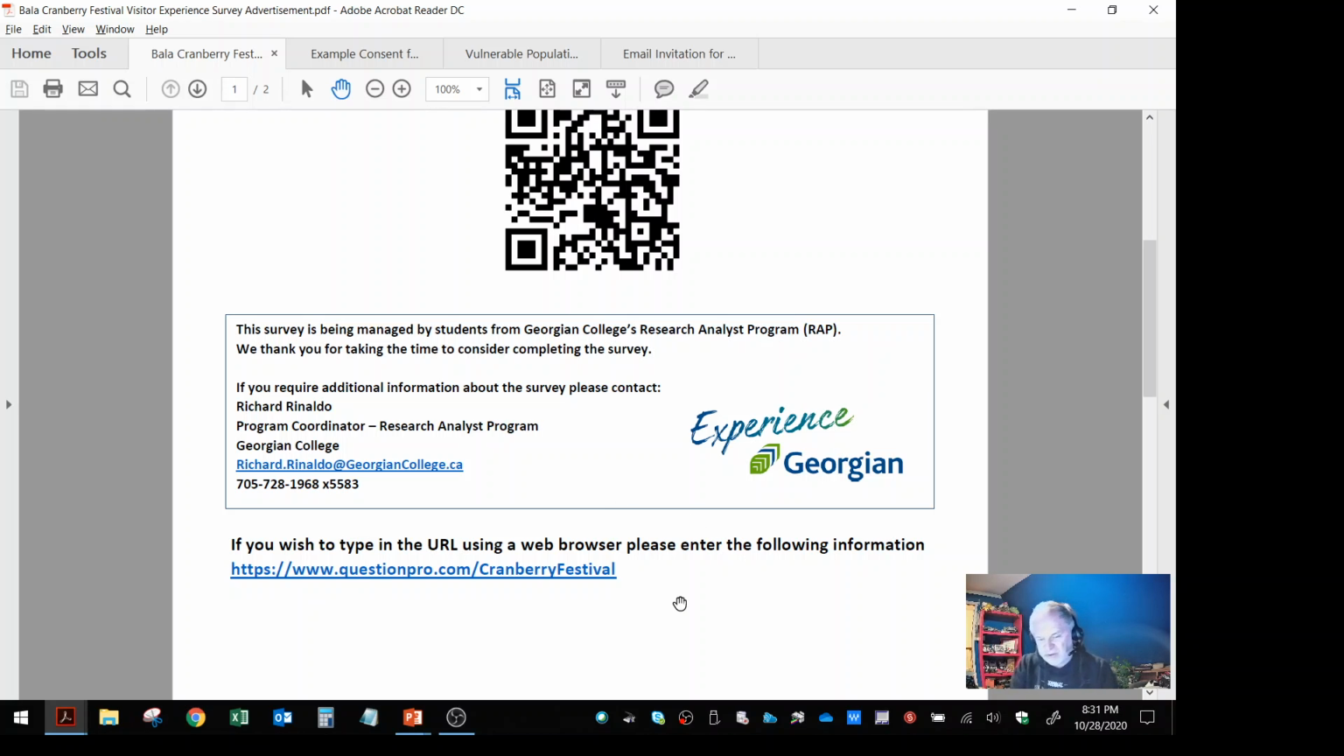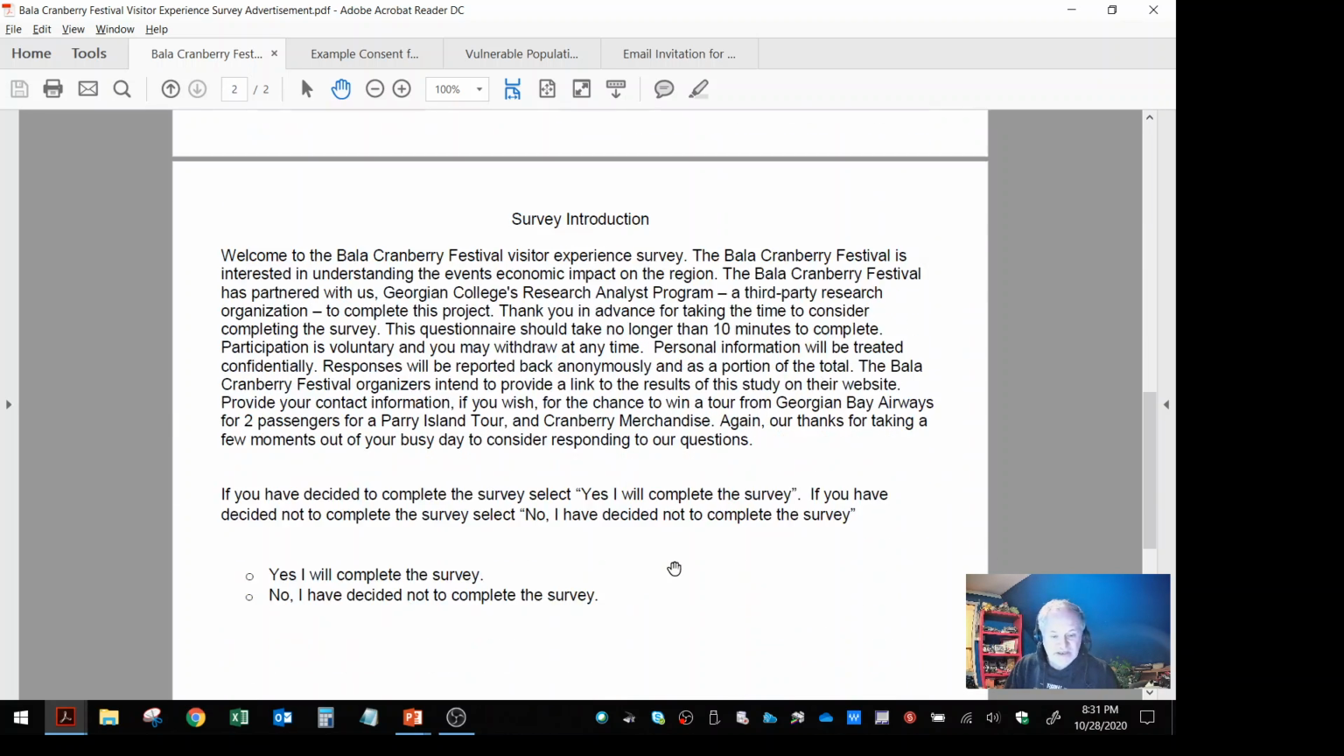So in this one, it's a poster. The poster takes them directly to the survey, which then gets them to the consent piece. Right? If you're doing your survey this way, you need to have something that looks like this.